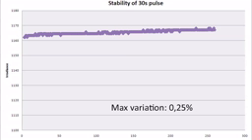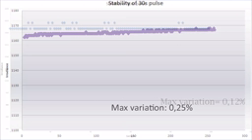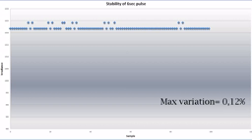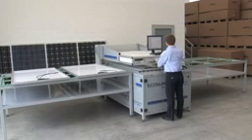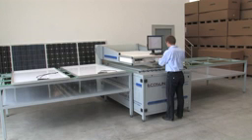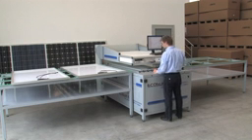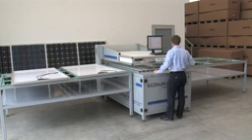Radiation stability. The Sun Simulator EcoSun 10L has a very high temporal stability, also with very long pulse. For a pulse of 30 seconds, the maximum variation is 0.25%, while with a pulse of 10 seconds, the variation reaches an even lower value of 0.18%.